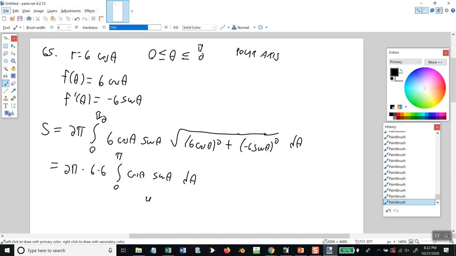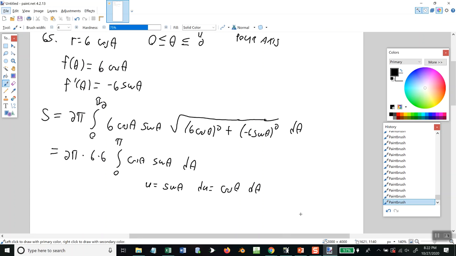And then at this point, you can do your u substitution. I won't finish this, but u is equal to sine theta, du would equal cosine theta d theta. And then you proceed from there. But again, I won't put this on the test, but you can see it's not a horrible thing. I think the ones earlier in this section are a little bit more challenging, trying to find those limits of integration.